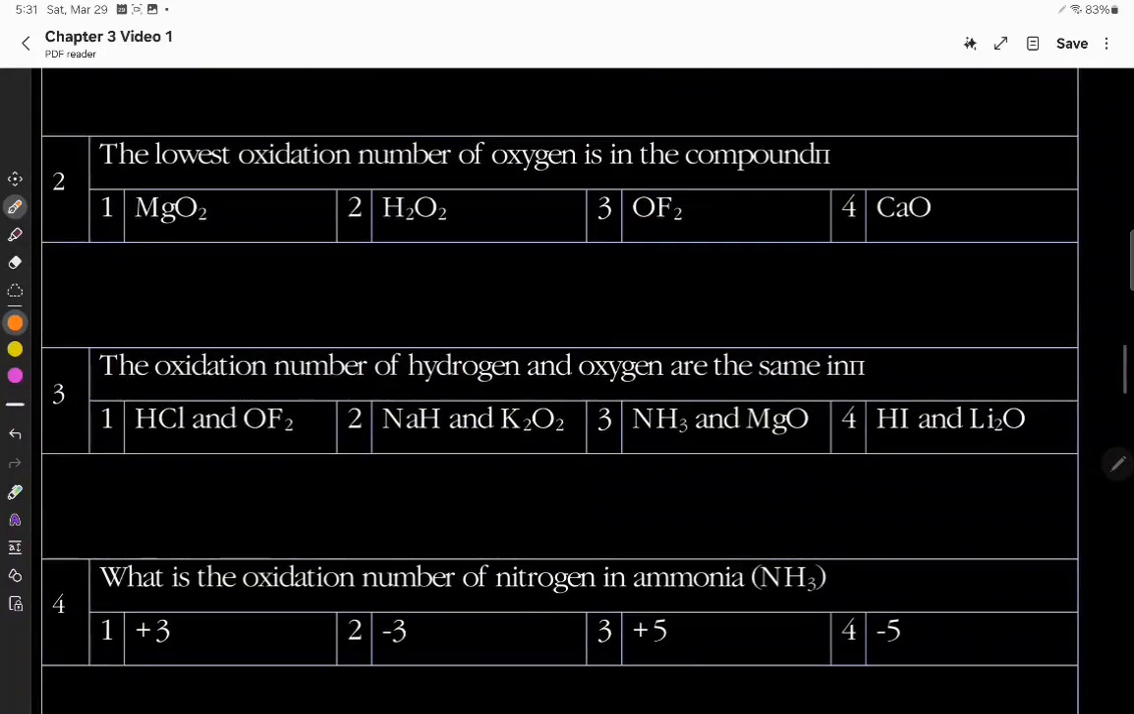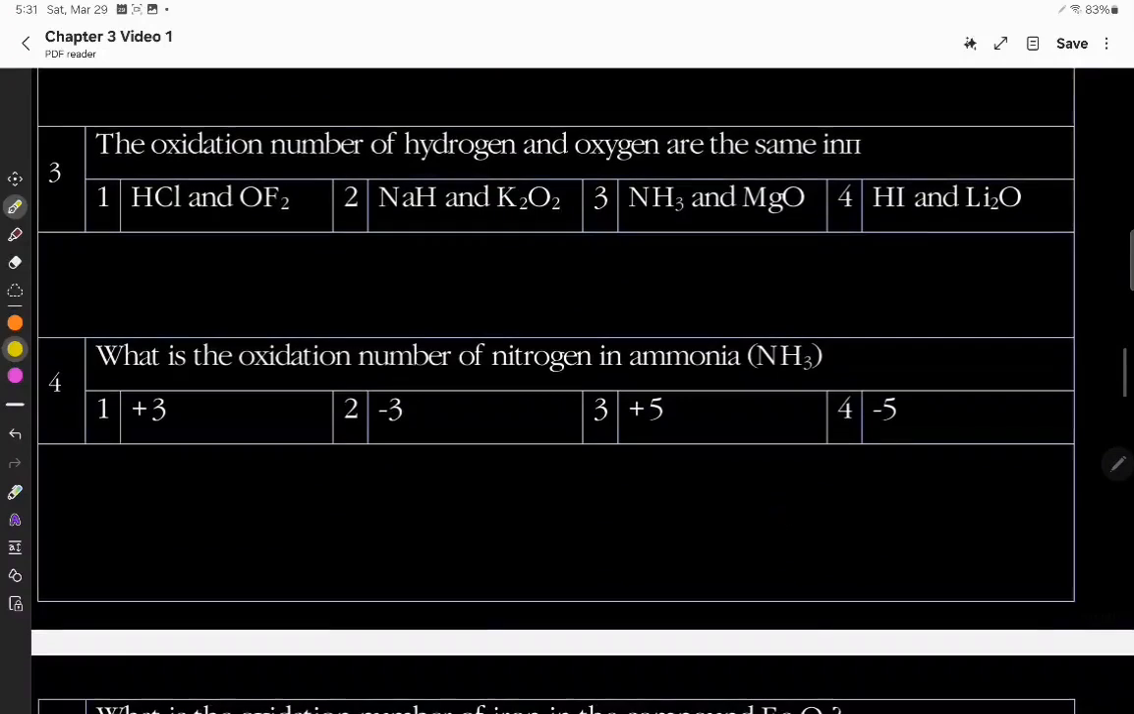Let's look at another question. It says the lowest oxidation number of oxygen is in, this is peroxide, -1. This is peroxide as well, -1. This is also peroxide. Here is oxygen and fluorine. This is +2. And here it is calcium oxide, -2. Which one is the lowest? This one, -2. So what is the lowest oxidation number of oxygen? It will be in calcium oxide.